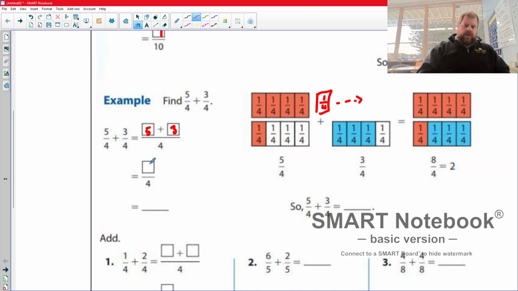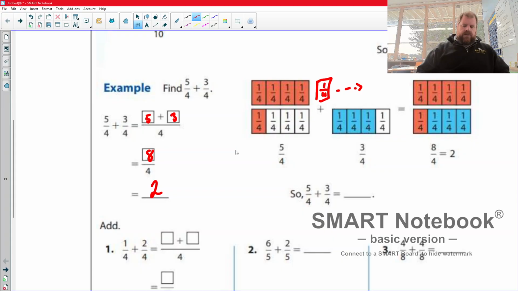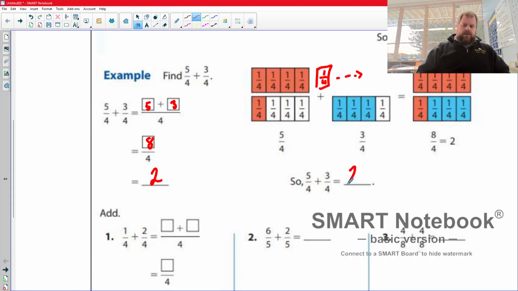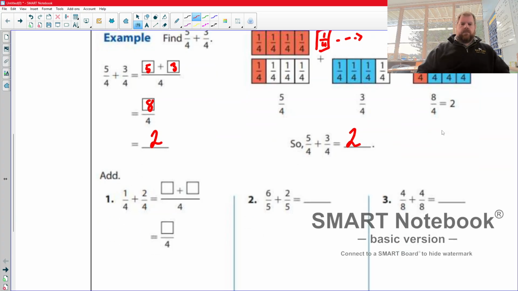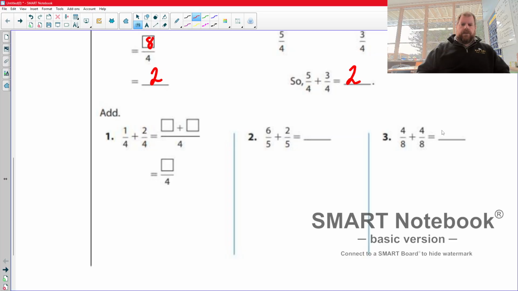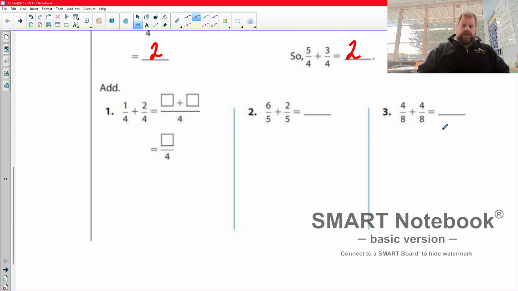Add 5 and 3, and get 8. And then 8/4 is probably better displayed as 2. So 5/4 plus 3/4 is 2. When we look at some examples down here, if you want to pause the video, you can, and then just check your work, see how you do. Otherwise, we're going to get these ones done.